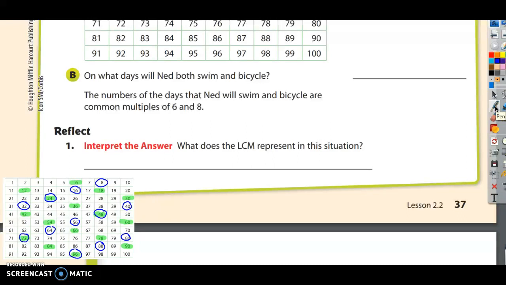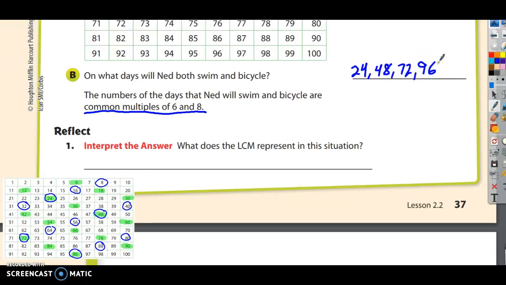So the reflect question. Well, let's go ahead and read the summarizing statement. The number of days that Ned will swim and bicycle are common multiples of 6 and 8. So up here, when we said on what days will Ned both swim and bicycle, the math way of saying that would be, what are the common multiples of 6 and 8? So the common multiples of 6 and 8 are 24 and 48 and 72 and 96.